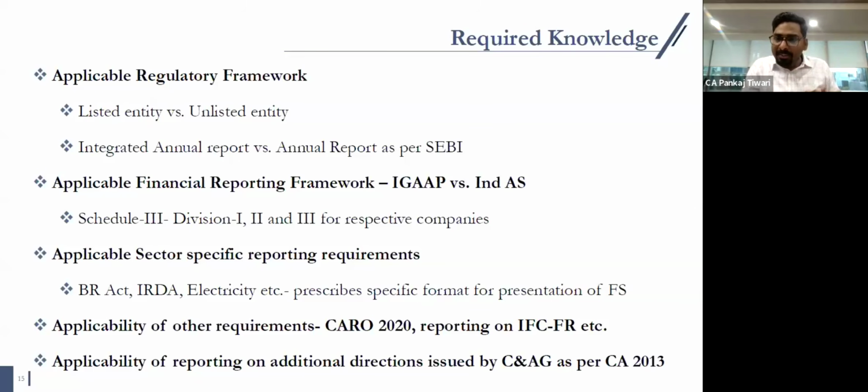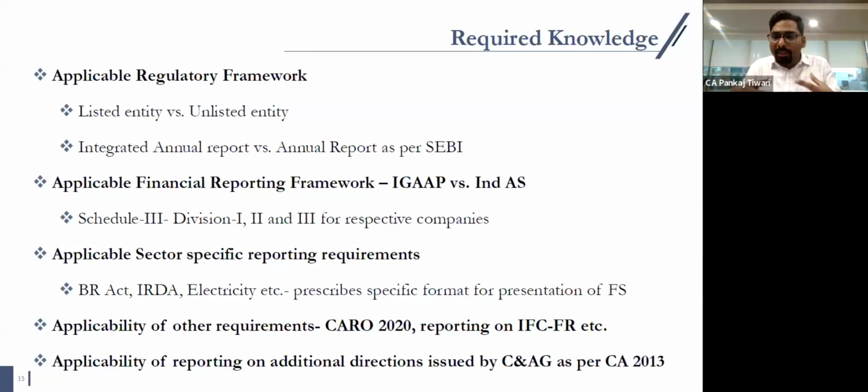Now, sometimes what happens, if you are reading an annual report of a company, the presentation could differ. For example, there are three divisions of Schedule 3. I mean, Schedule 3 is a format of the balance sheet. Division 1, Division 2, Division 3. Division 1 is applicable to normal accounting standard companies, which are not under Ind AS. Division 2 is applicable to Ind AS companies. Division 3 is applicable to NBFC companies.